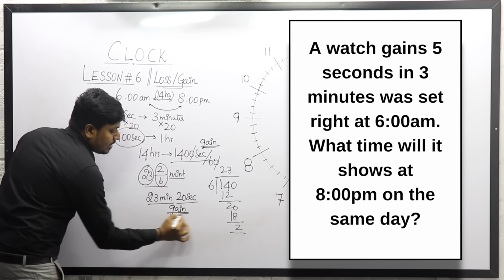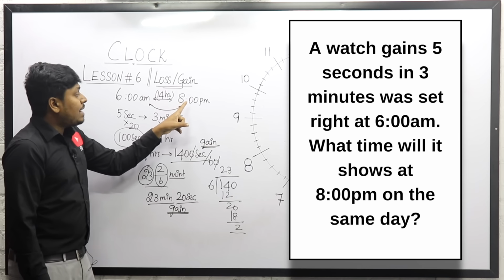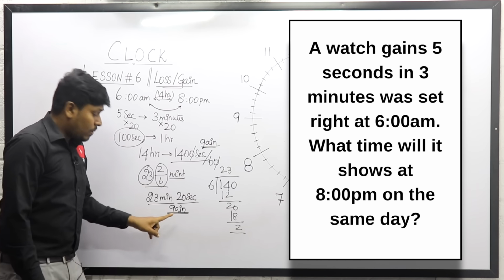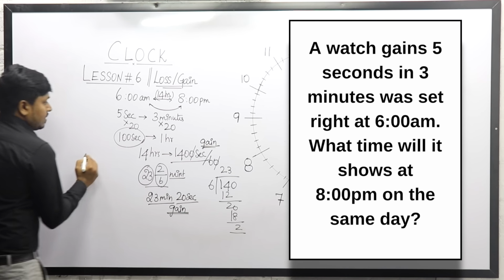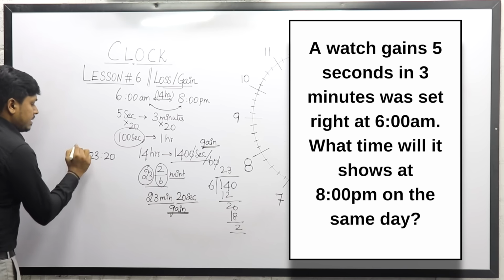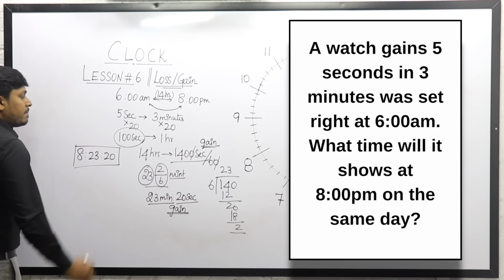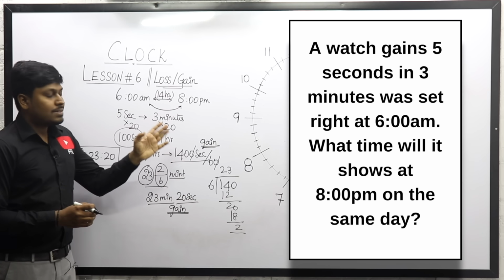So what is our target? Our target is to find what the clock shows at 8 p.m. So the right clock will show 8 p.m., but the wrong clock has gained 23 minutes 20 seconds more. So the clock answer will be 8 o'clock 23 minutes 20 seconds. So the clock will show this timing at 8 p.m. So this will be the answer for the last, sixth question.